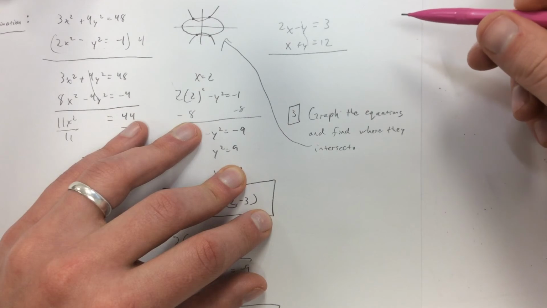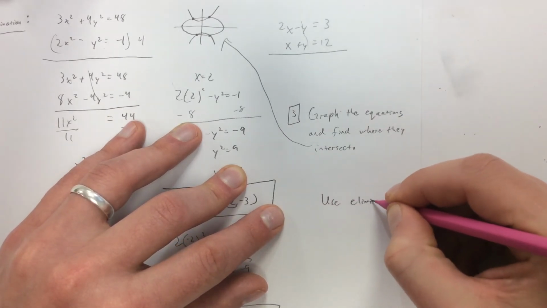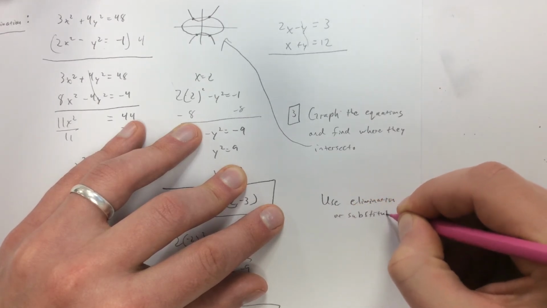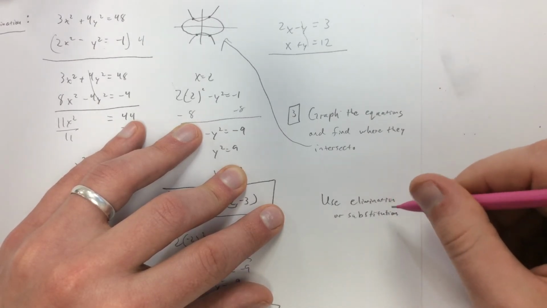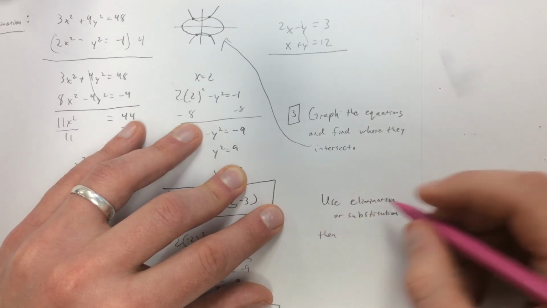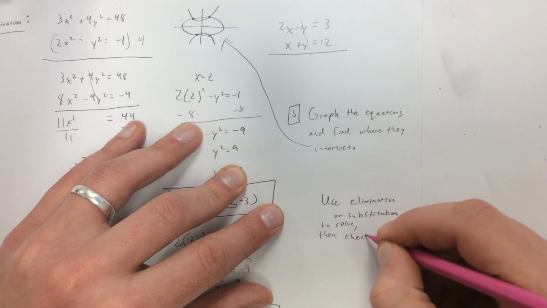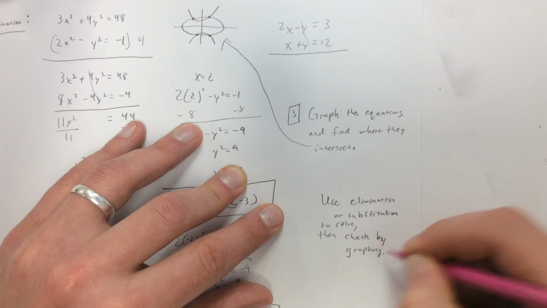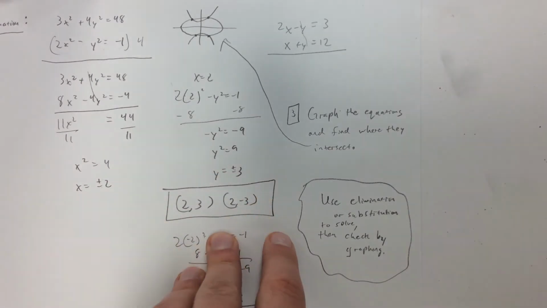On your homework, I'm going to want you to use either elimination or substitution to find your answer algebraically. Then I want you to check by graphing. So use elimination or substitution to solve it, and I want you to check by graphing.